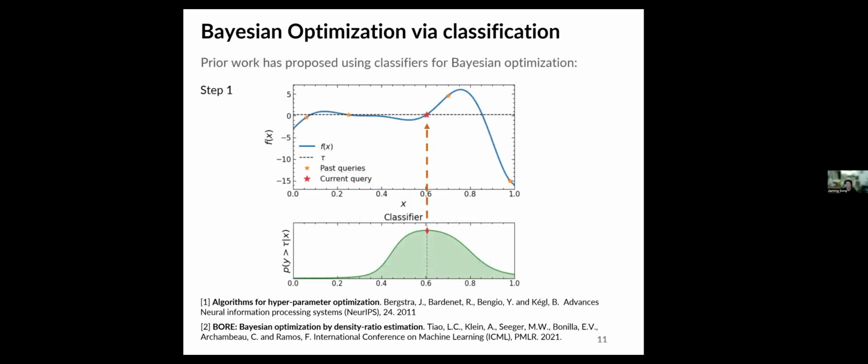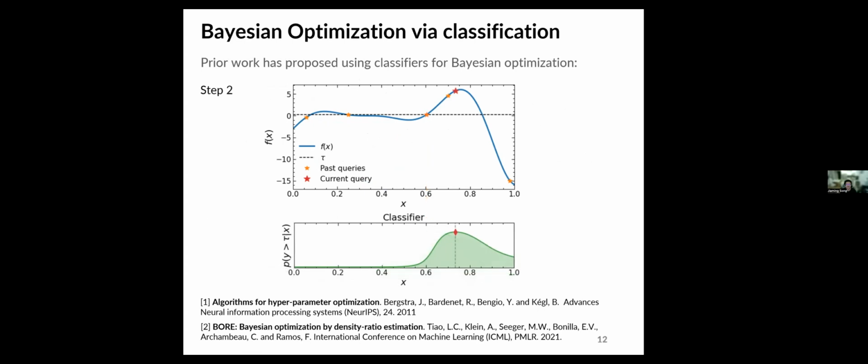So this is basically the intuition of how this algorithm works in practice. In step one, we can see that we have 4 points and we are going to make the next query. Our classifier takes the curve and tries to estimate the probability of being over the threshold. Taking the argmax of that classifier, we can see that we will select this query that is marked as this red star here.